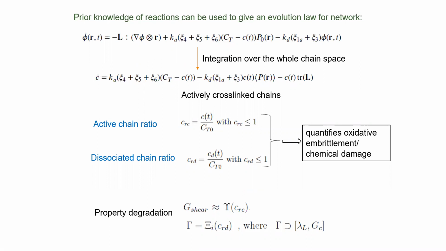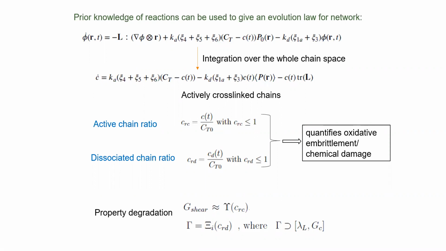And also what is most important is that if we integrate this distribution over the whole chain space, that is how we can get the actively cross-linked chains. If you are familiar with network theory, we know that actively cross-linked chains are the thing that gives you the network rigidity, stiffness, or structural integrity. So as you can see, with oxidation, this polymer network is evolving.